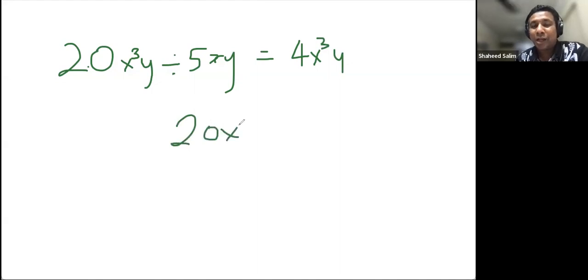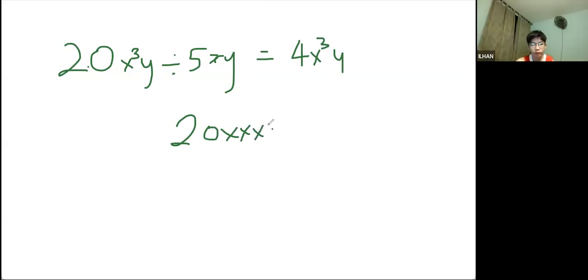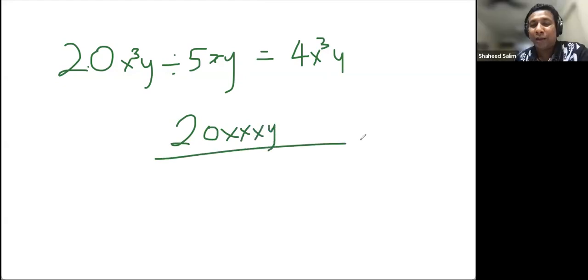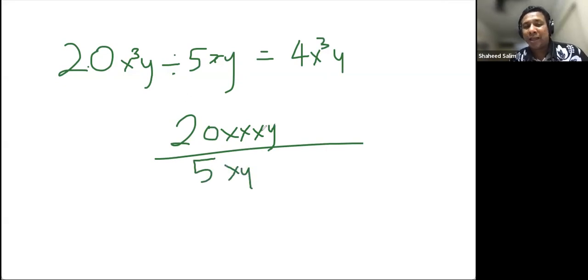For explanation, I just write the x like that. I put it so that you can see clearly. You see, x cubed is x times x times x, correct? So now I cancel the y, no more y. I cancel 1x, left with 2x only. 20 divided by 5, you get 4. So 4x squared. Do you get it?